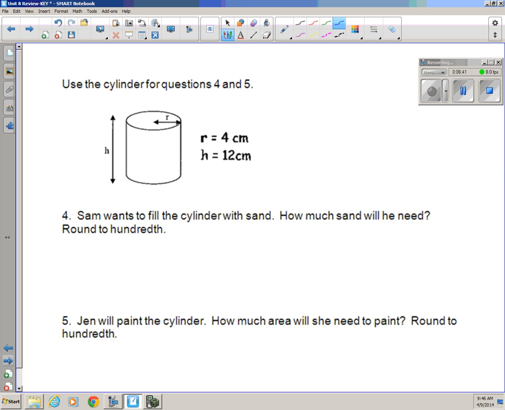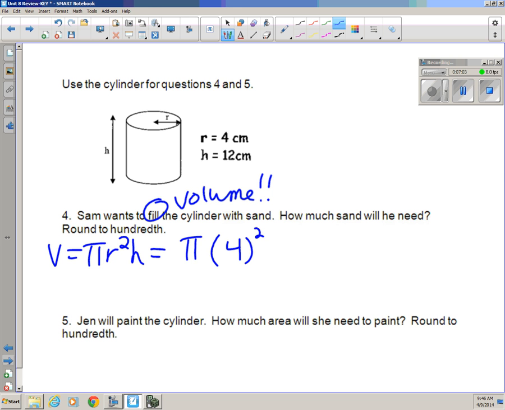Number 4. Use the cylinder for 4 and 5. So Sam wants to fill the cylinder. If you're filling anything, it's volume. This formula happens to be given to you on the Regents. You'll get it tomorrow on the test. It's pi r squared h, which means pi times radius squared times height. It's asking you to round this. I like to go to pi first. It's 192 pi, but when multiplied through, it becomes 603.19, and it's centimeters cubed.